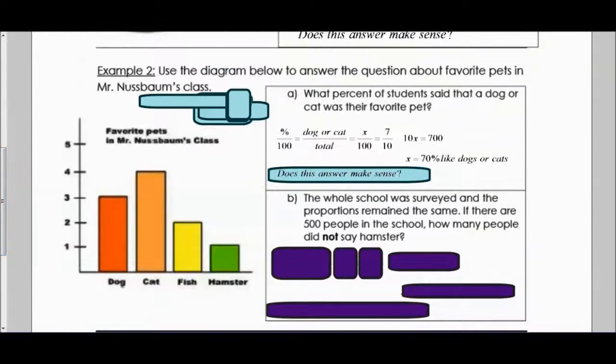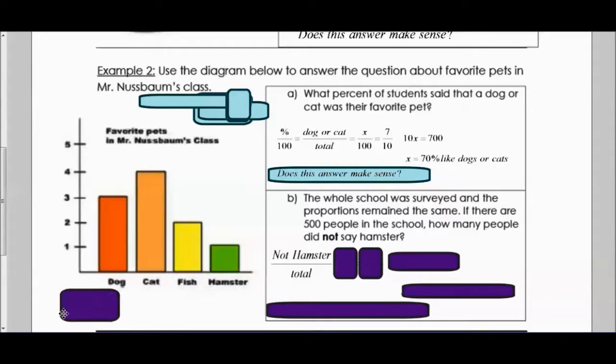The next part of this says that the whole school was surveyed and the proportions remain the same. So the proportions from this will remain the same for the bigger population of the school. If there's 500 people in the school, how many did not say hamster? So it's going to be a lot of them. It's going to be most of them. We're looking for how many people are not going to say hamster.